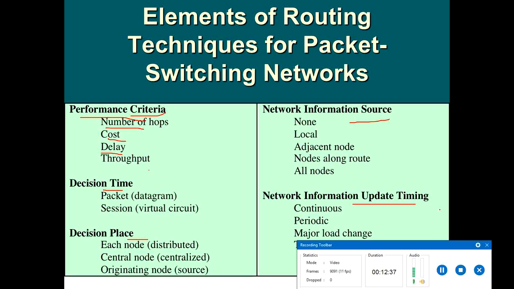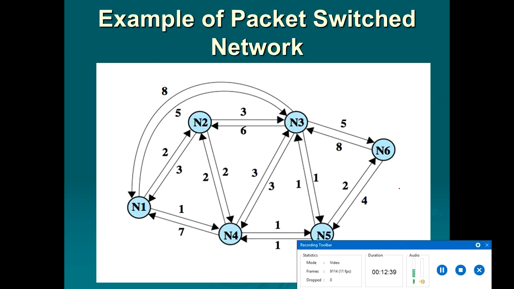Okay, so let's understand more by going to the next slide. For example, this is an example of nodes connected in the network. Each link, for example, N1 is connected to N2. This link has a cost of 2. When I want to go from N2 to N1, it has a cost of 3. The numbers written on the links define the cost, and the ones written in the circles are the nodes.